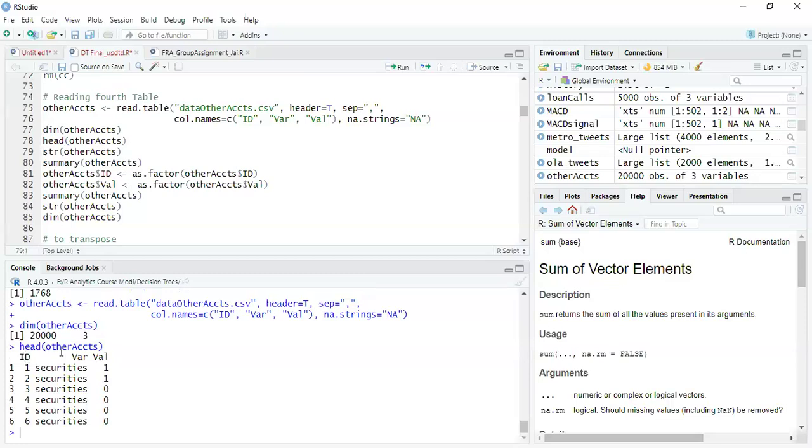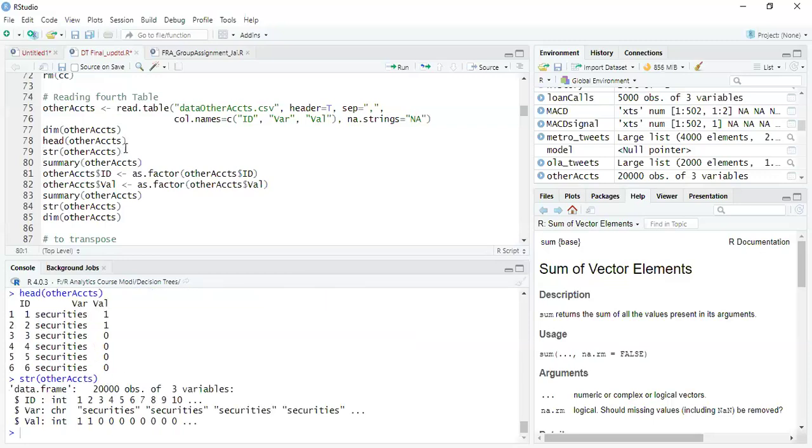So we have ID column, variable. Let us say variable means the bank has savings account, the bank has fixed deposit account, let us say some share trading account, and so on. So securities is one type of account. Whether that individual has that account in the branch or not is one. If he doesn't have that account, it is zero. So let us look at the structure. Again, we have three columns, right? Two columns are integers and one is character.